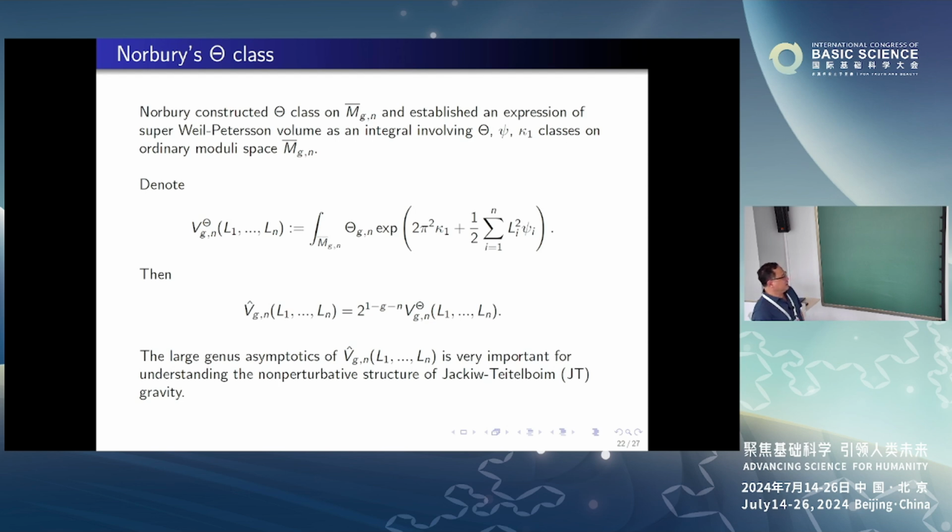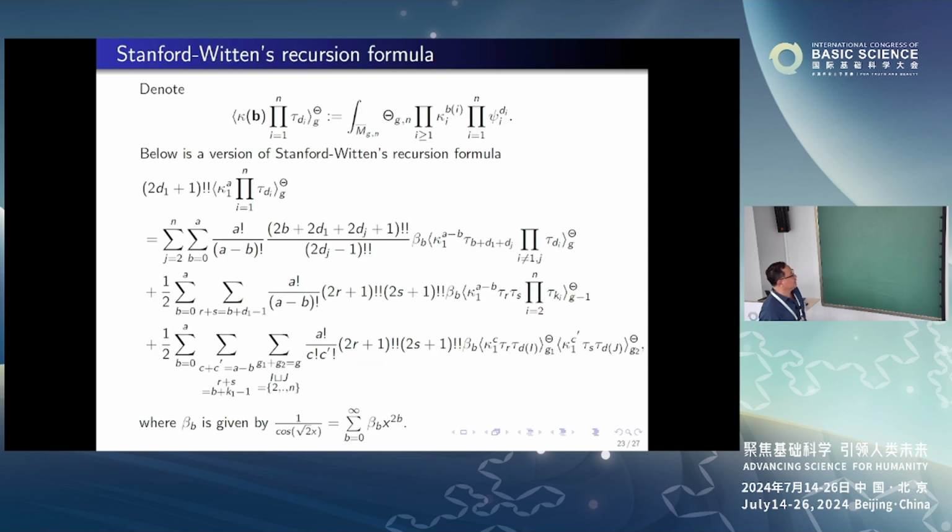This large genus asymptotic is very important for understanding so-called JT gravity, or super JT gravity. Actually, that's what Zhou reminded me yesterday. Non-perturbative structure, that's physics, which seems to be quite a hot topic in the past several years. There are a lot of works on JT gravity, but mathematically we're just trying to calculate this integral. So there is a recursive formula derived from Stanford-Witten.